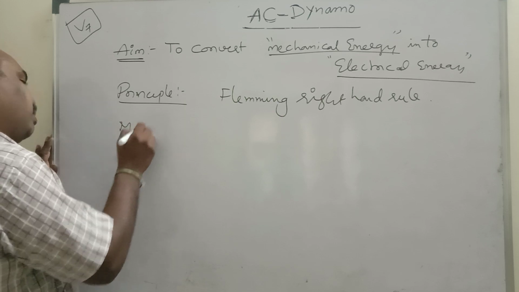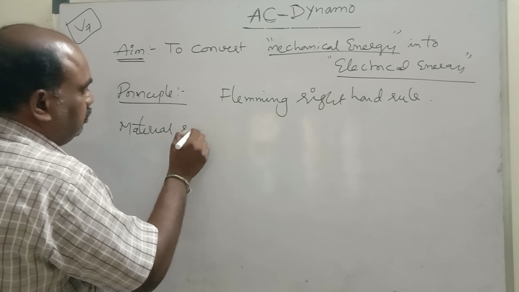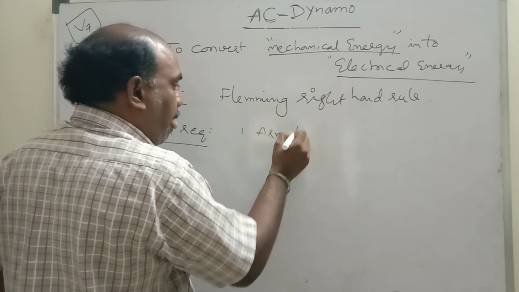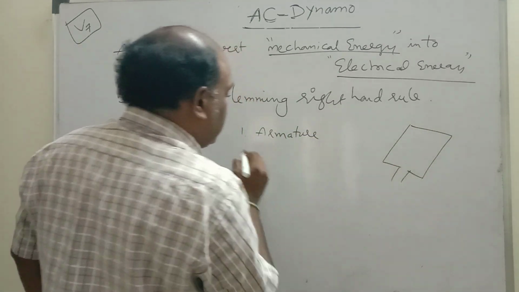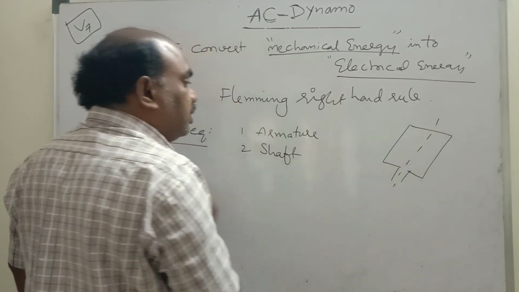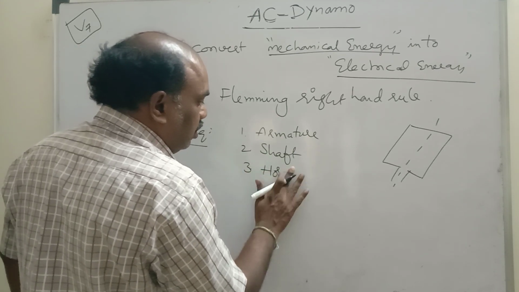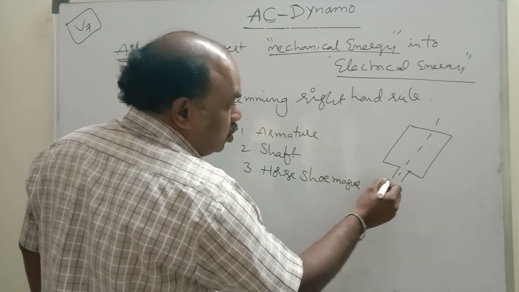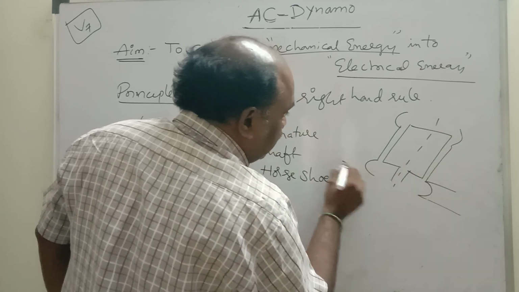Now, what are the materials required? The materials required are the same. Number one, armature. This is the armature, I am drawing a rough diagram. Number two, shaft. Shaft is a metal rod placed on the armature. Number three, horseshoe magnet. Horseshoe magnet is also called a concave magnet. These are horseshoe magnets or concave magnets.